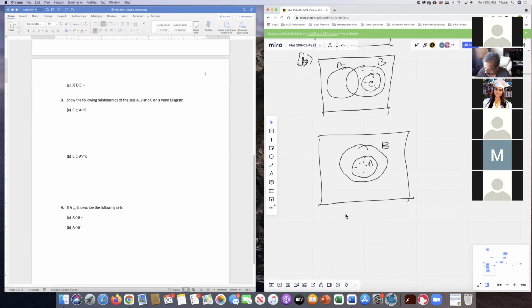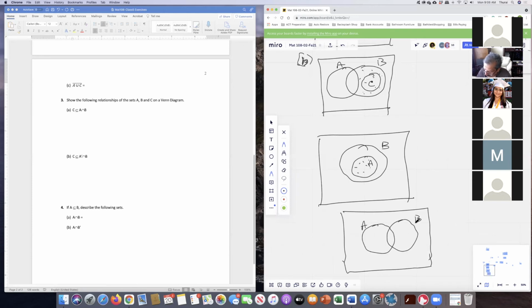Normally, A intersection B would be the area common to A and B, right? So if A and B are circles like this, then A intersection B, the elements that are common to A and B, are these, right? So when A is a subset of B, what happens to that intersection? Anthony, you have your hand raised. Does that mean you have an answer?